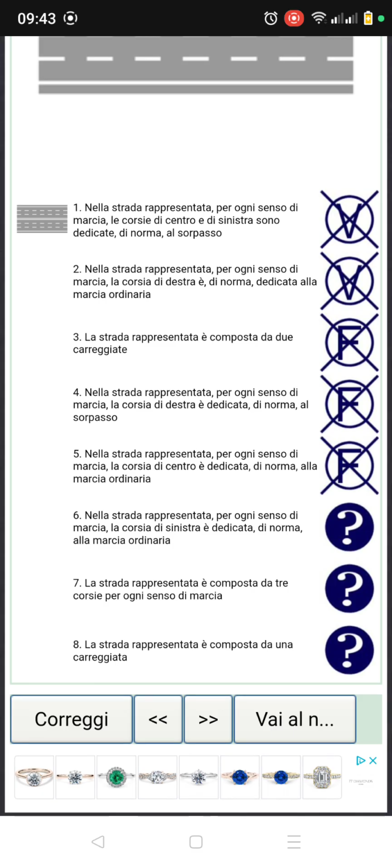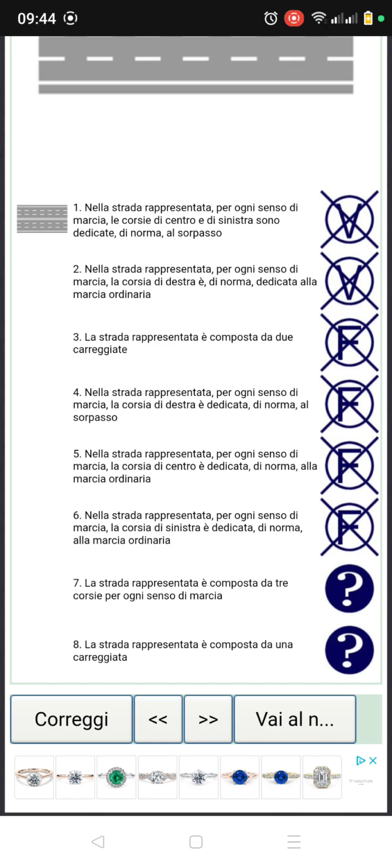So number 6 question. Nella strada rappresentato per ogni senso di marcia. So on this very road, for every travel lane, la corsia di sinistra, the left lane, is dedicated normally alla marcia ordinaria, for the normal travel lane. The left lane, no, is false. The left lane is dedicated for overtaking, sorpasso, not the normal travel lane.